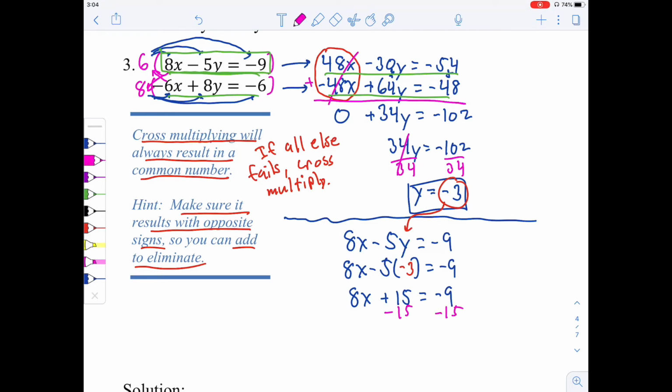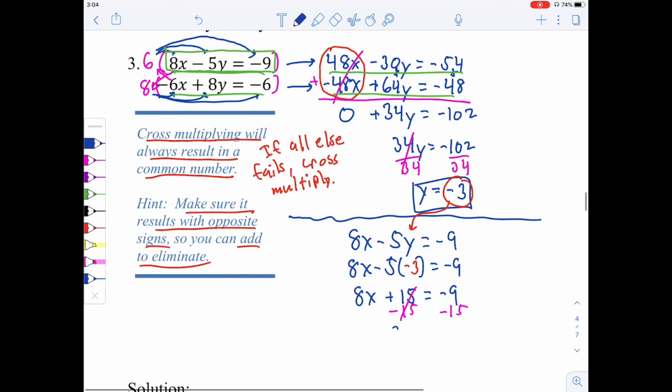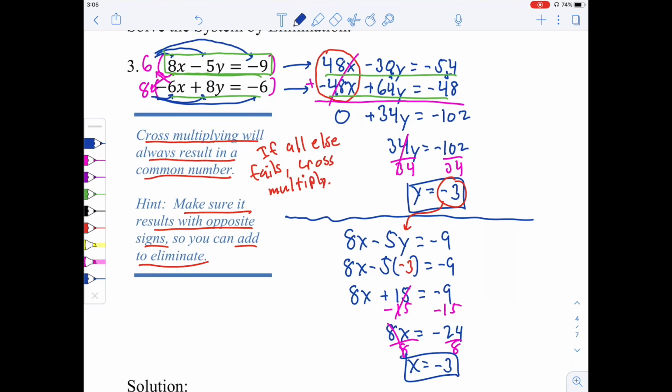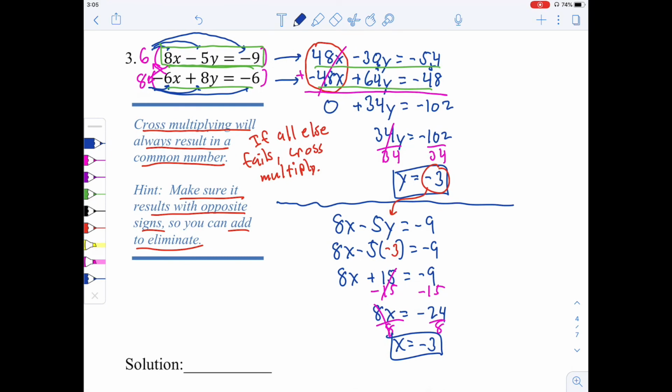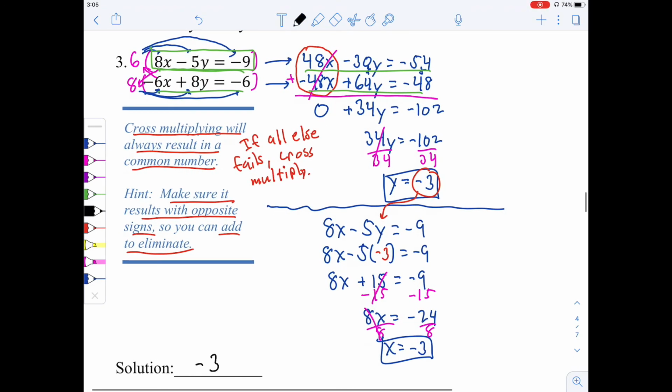Get rid of these 15 friends. You have 8x, -9 minus 15, -24, divide by 8, x equals -3. Okay, so we have our solution is -3, comma, -3. Just like that. Right? If all else fails, cross multiply.